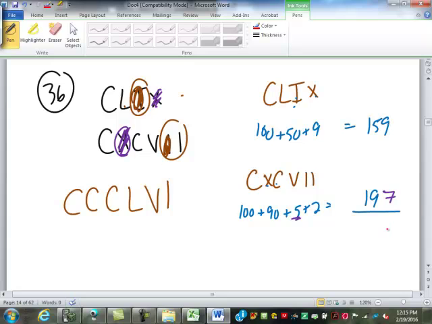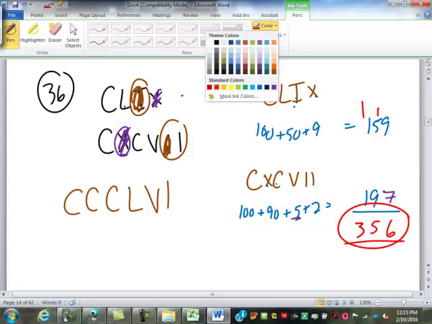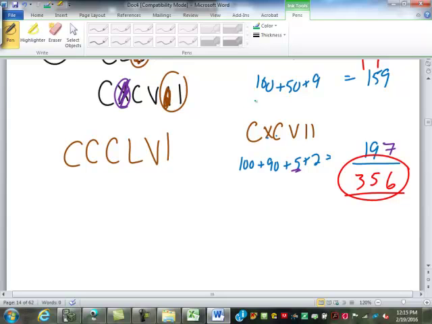So now 9 plus 7 is 16. Carry the 1. That's 15, sorry. Carry the 1. 356. Some people left it as 356, and I did accept that. But technically, you should change it back. 300 is C, C, C. 50 is L, and 6 is VI.